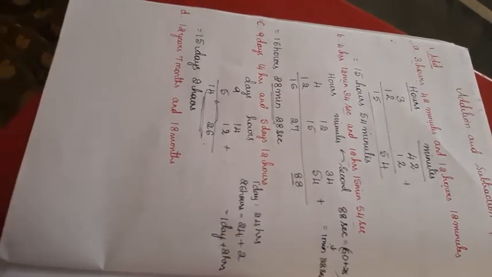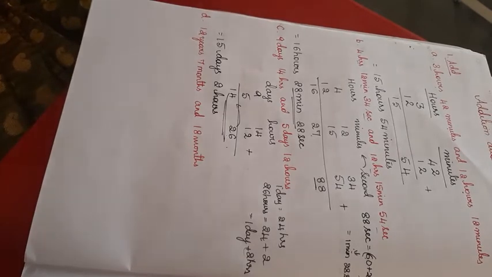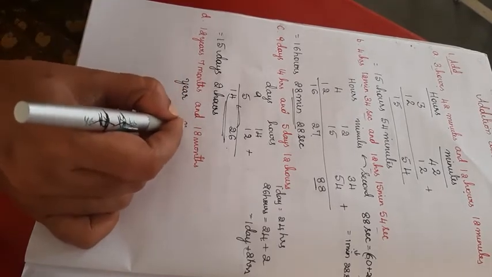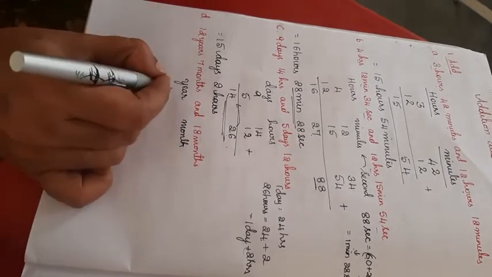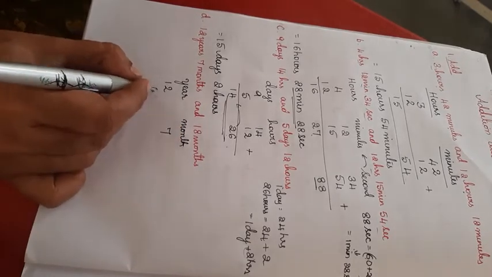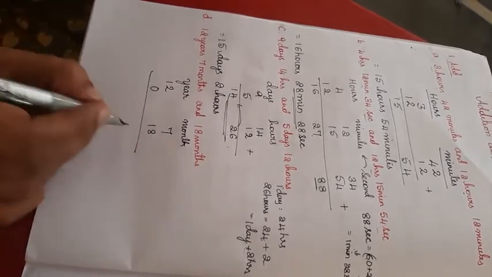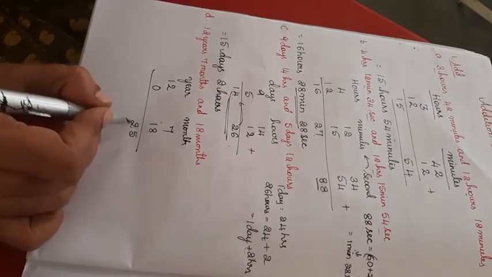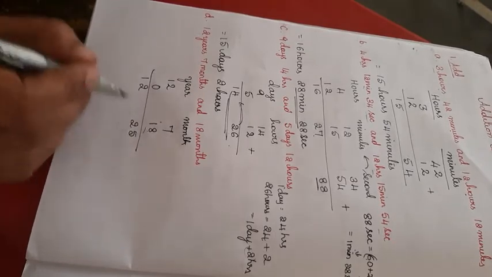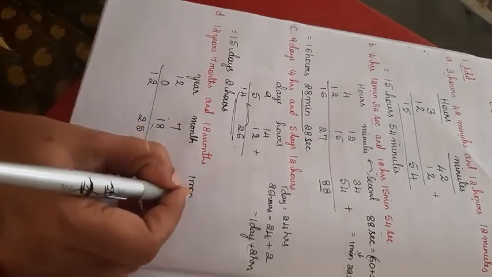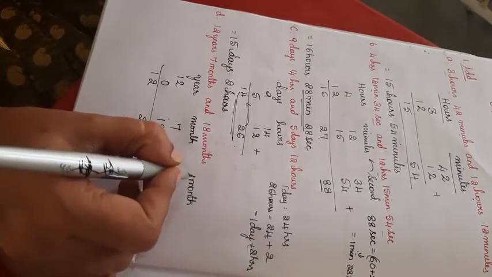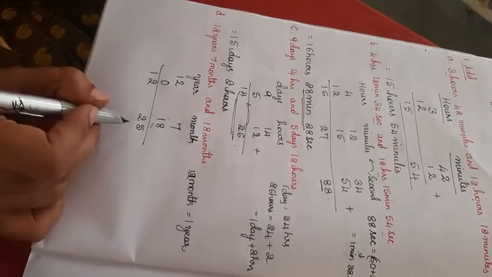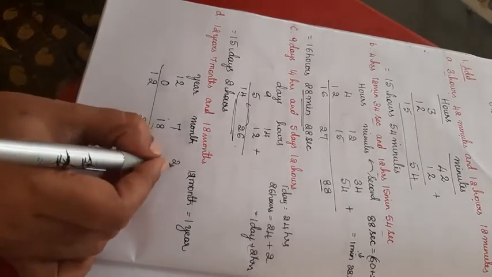Okay. Next one. 12 years 7 months and 7 years 18 months. So year is here, month is here. 12 years, 7 months. How many months? 18 months is here. Now see here, 7 plus 18 is 25 months. 1 year equals how many months? 12 months. Here how many are here? 25 months.